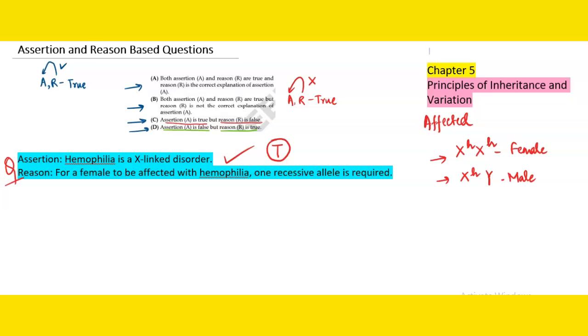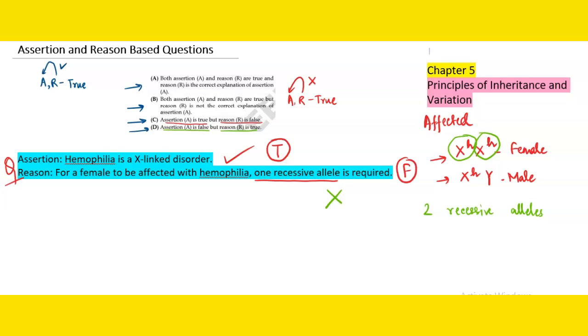Let's read on with the reason: for a female to be affected with hemophilia, one recessive allele is required. You have seen here how many recessive alleles are there? One, this one, and this is the other one. So the correct answer is that 2 recessive alleles are required in case the woman is suffering from hemophilia. So this statement is absolutely incorrect, and incorrect means false.